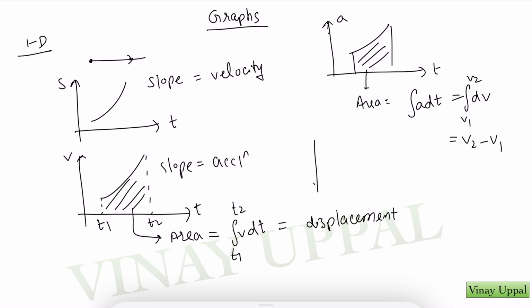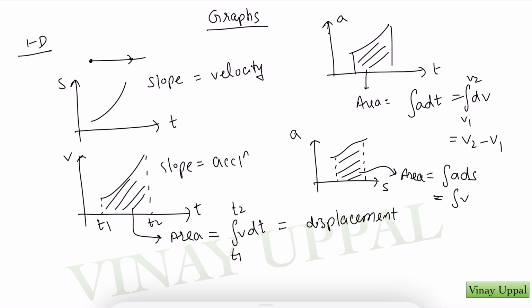Another important graph sometimes is given as a versus the displacement. So here the area is integral a ds, and I can write a as v dv by ds. So this will become integral v dv, and therefore this will become v2 square minus v1 square by 2, where v1 and v2 are the initial and the final velocities. So that will be the area under the graph for acceleration versus displacement. These are the usual graphs that you will encounter in kinematics.